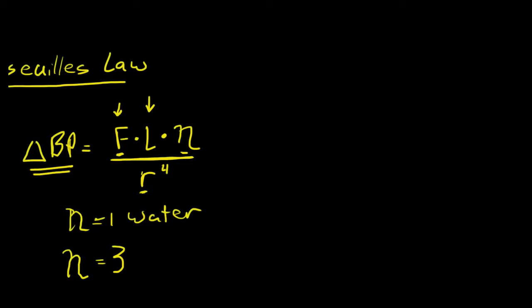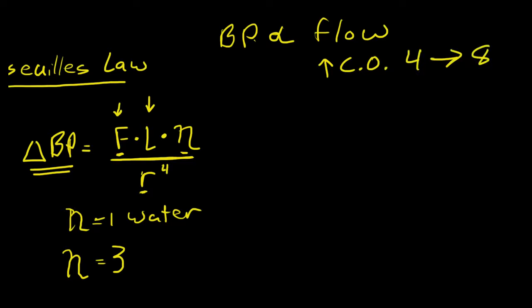Okay, well, basically blood pressure is directly proportional to flow. So it's directly proportional to flow on a one-to-one basis. So if you increase flow, if you increase cardiac output from 4 to 8, a 100% increase in cardiac output, you are going to have an equivalent increase in blood pressure. Okay. Now, length, same thing is true.